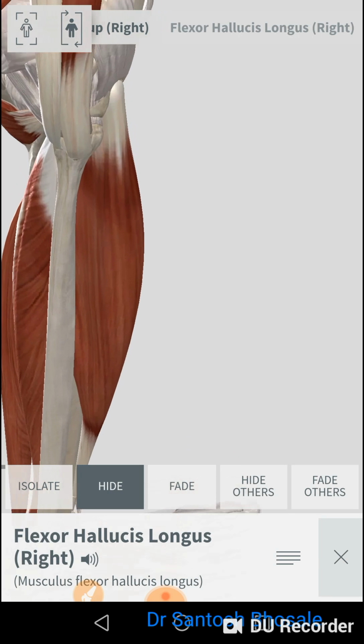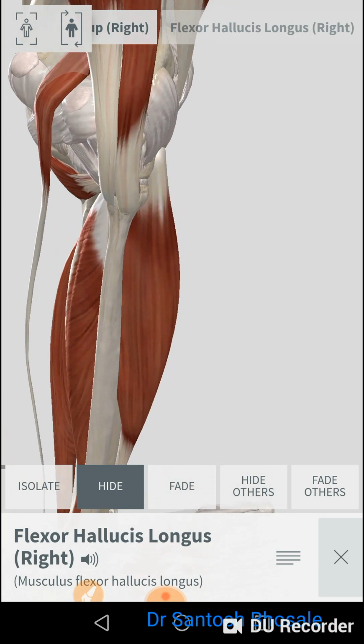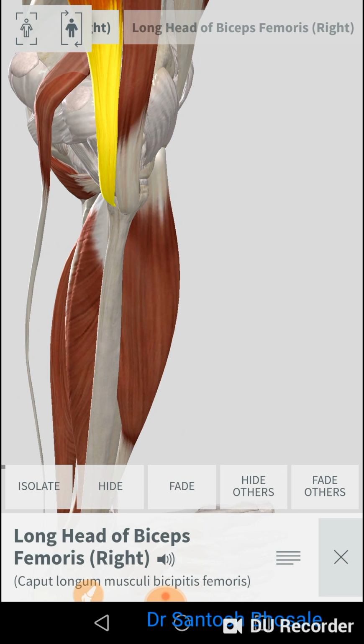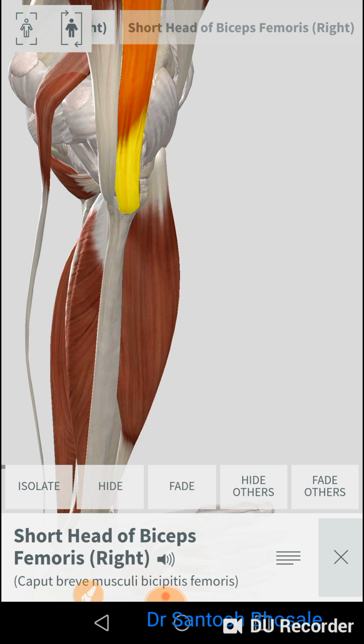And here you can see one more thing. Here you can see the tendon of biceps femoris attached to the styloid process of the upper end of the fibula. This completes the osteology of the fibula. Thank you.